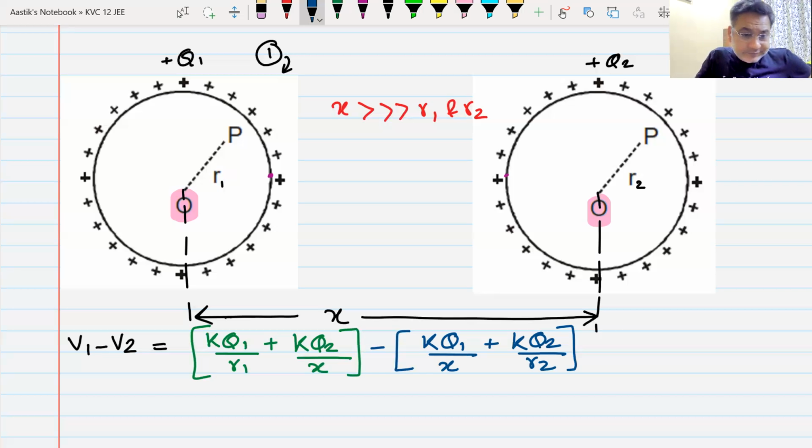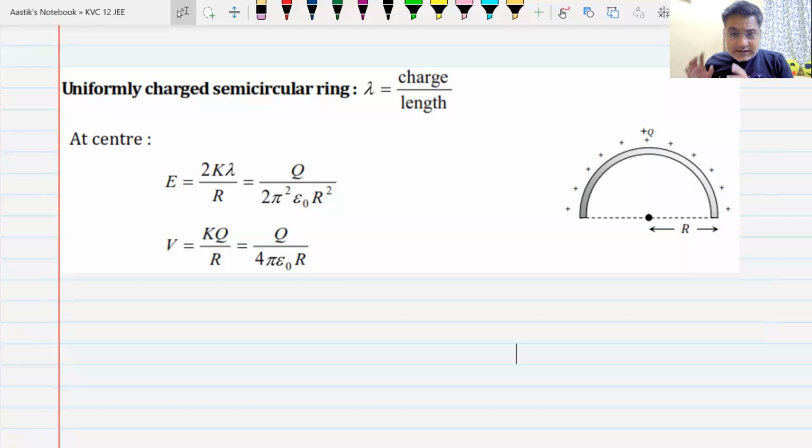Now comes some other configuration. I think I have also given you the electric field due to a semicircular arc, and I told you that same electric field is coming in the exam. This is a part of a circle, a semicircular arc. Remember, potential at the center of the ring, all the points are equidistant. So even if it is not uniformly distributed, potential will be KQ by R, no matter how the charge distribution is. Do we understand this?